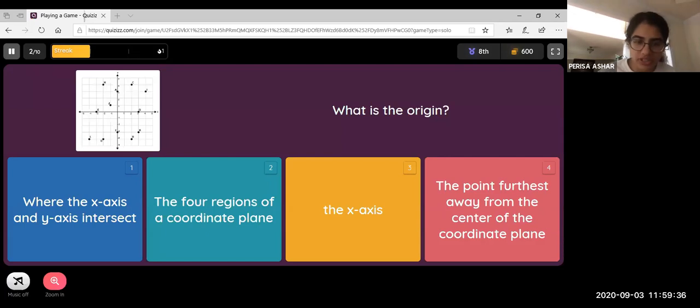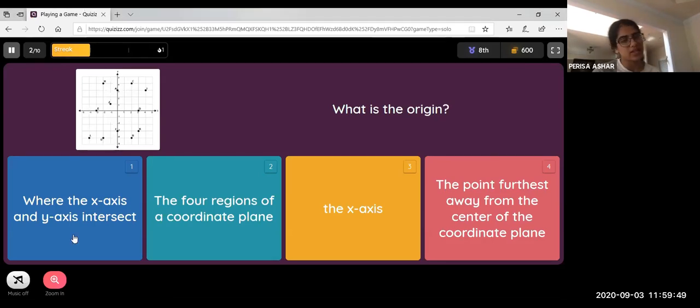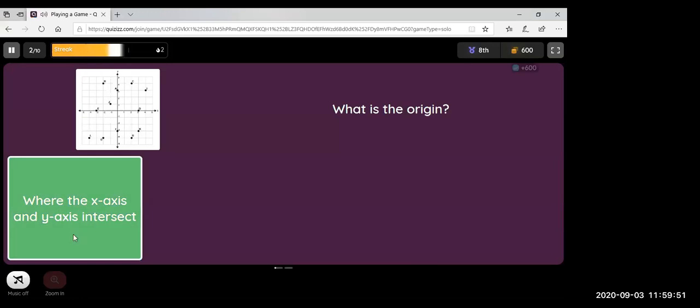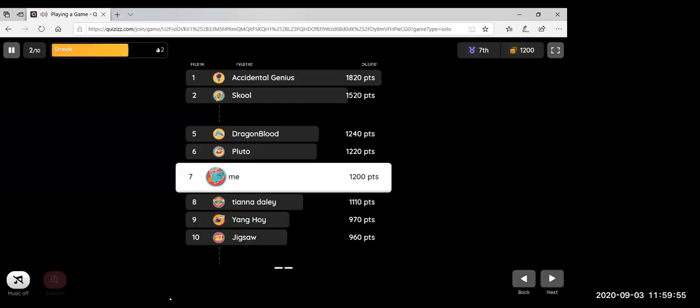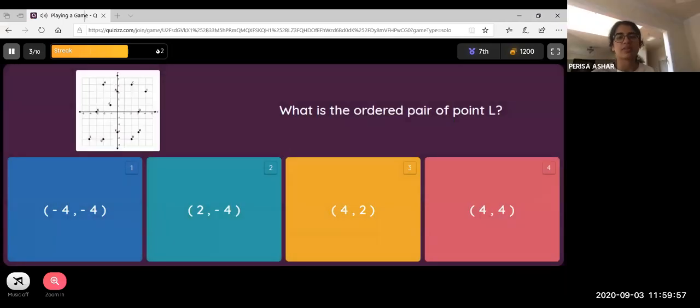Camden and Prisha, since you both answered the correct answer, but Camden answered first, he is in fact correct. The answer is number 1 because the origin is where the x-axis and y-axis intersect. They intersect at 0, 0. So that is the origin. The origin is 0, 0.